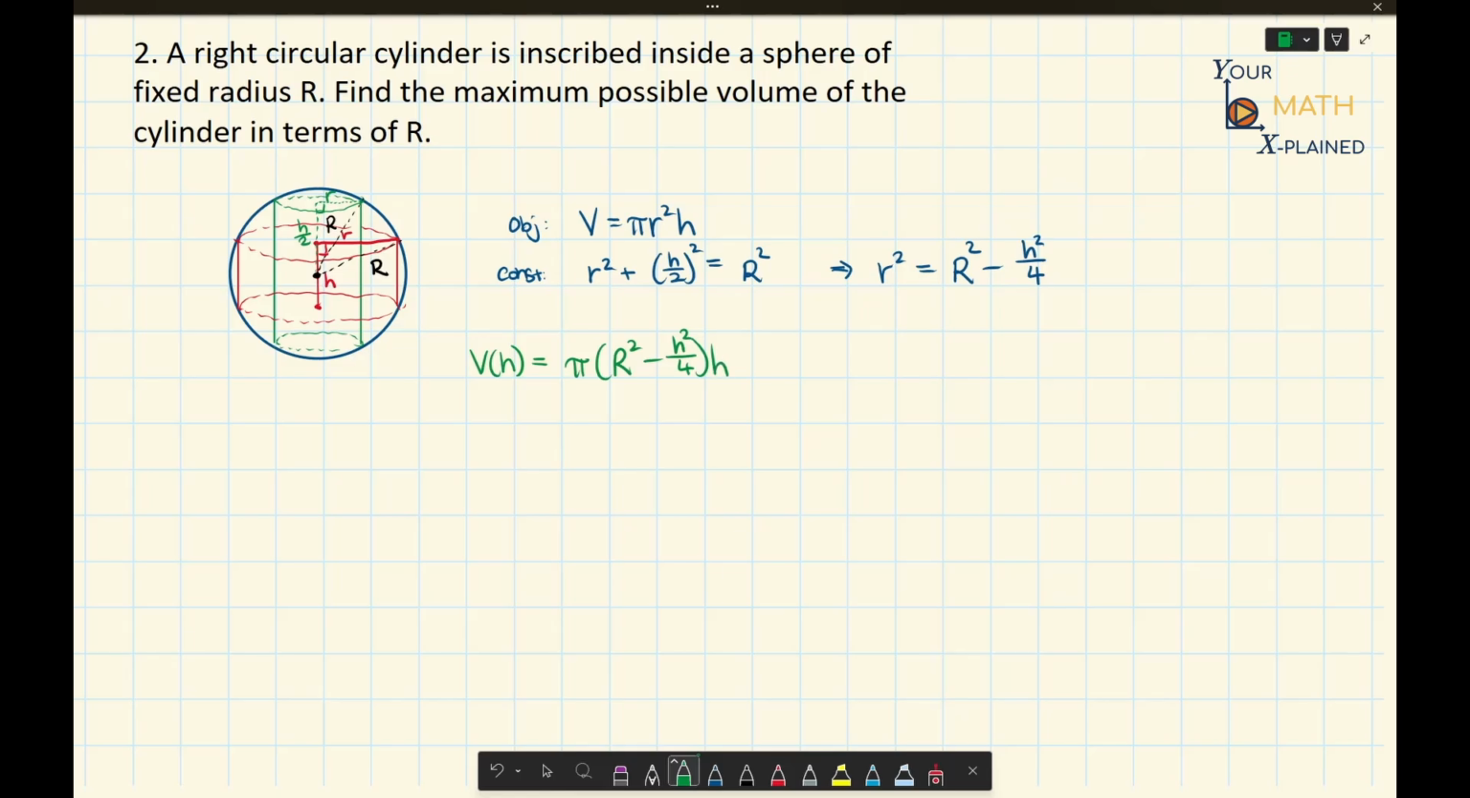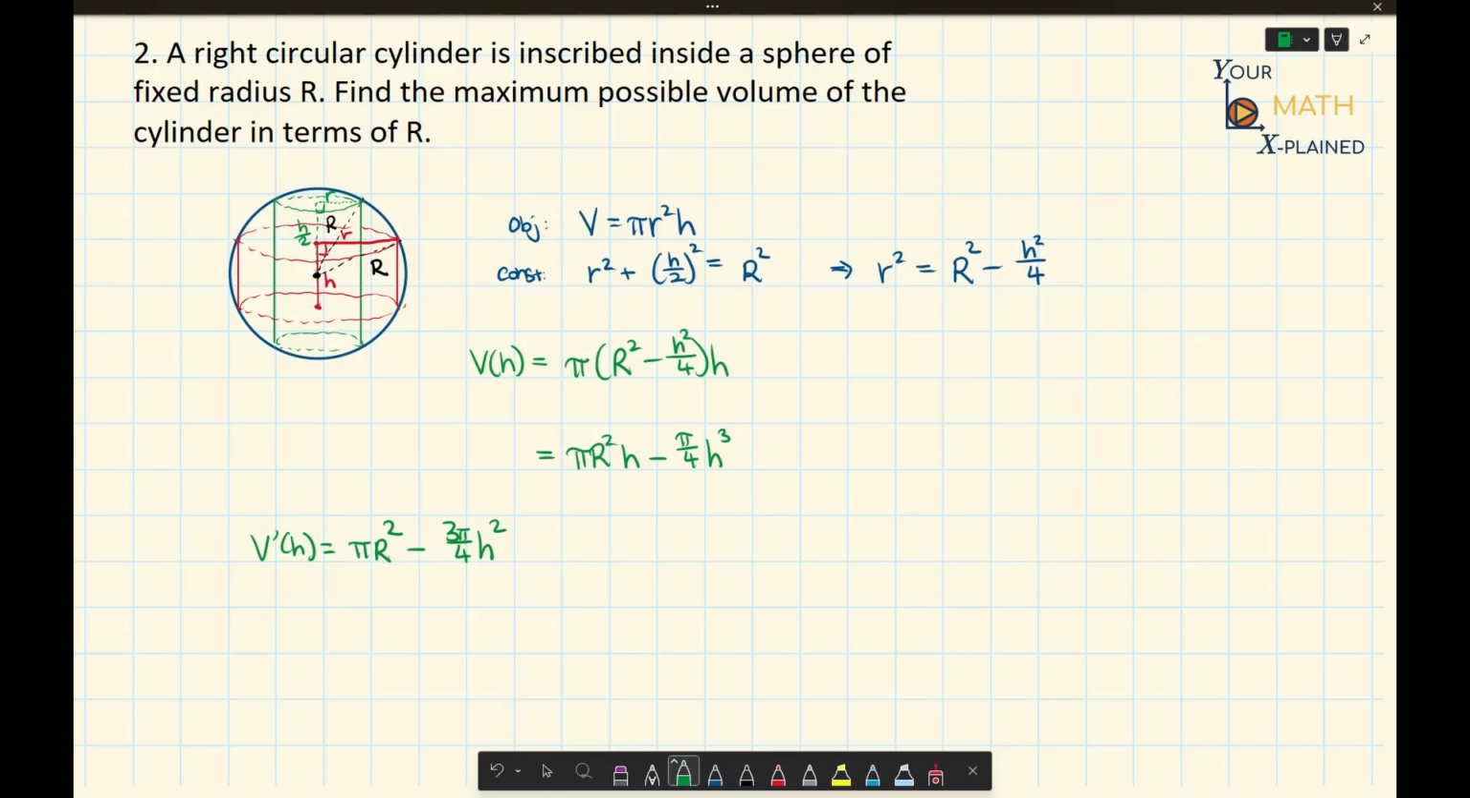And we're just going to go ahead and expand that, and that becomes pi times capital R squared times h minus pi over 4 times h cubed. And now we're ready to go ahead and find our critical point, which means we're going to take the derivative of v of h. So we get v prime of h is equal to pi times capital R squared minus 3 pi over 4 times h squared.